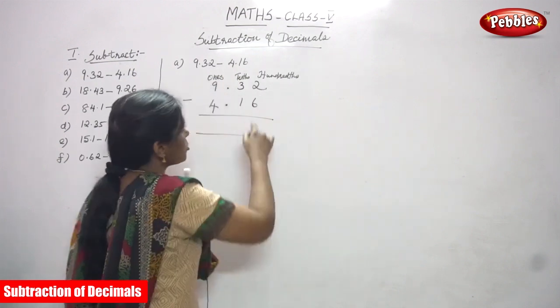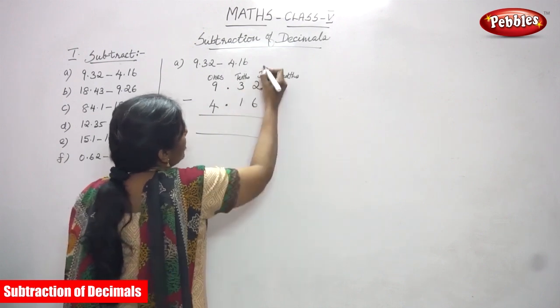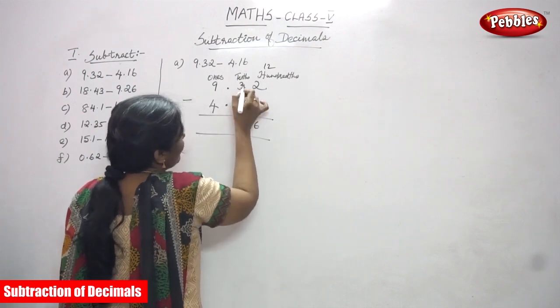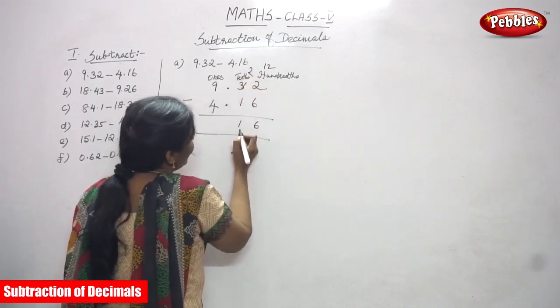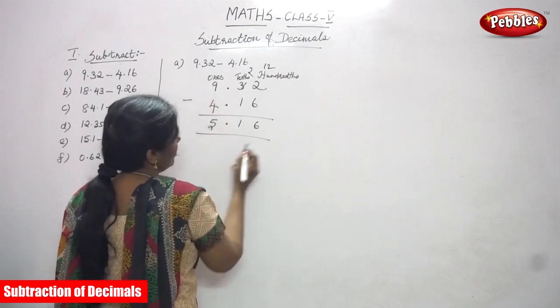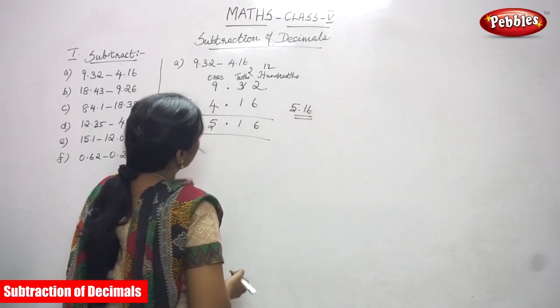So what are you going to do? 2 minus 6 you can't subtract, so you have to borrow from here. So 12 minus 6 you can get 6. The remaining is 2. 2 minus 1 you can get 1. Then normal subtraction: 9 minus 4, the answer is 5. So the answer is 5.16.